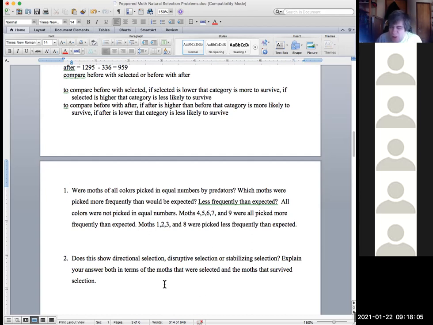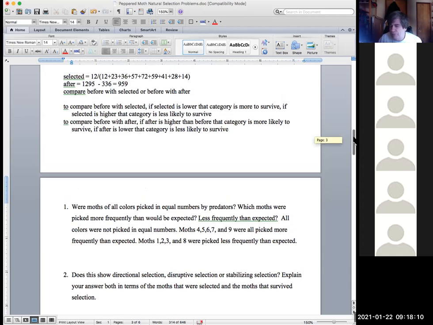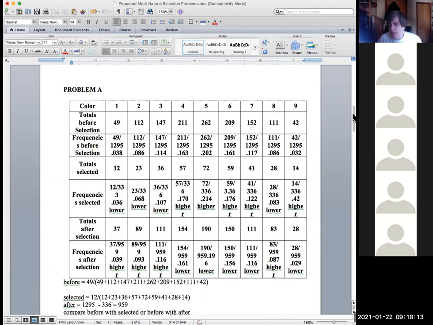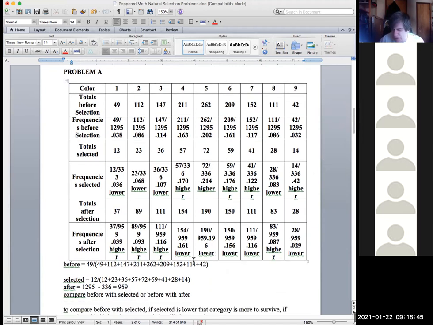Now the next question is, does this show directional selection, disruptive selection, or stabilizing selection? Well, remember when we looked at the 3 types, in directional selection, moths at one end have a higher chance to survive. Moths towards the other end have a lower chance to survive. If it's disruptive selection, moths in the middle have the lowest chance to survive, and moths at both ends have a higher chance to survive. And if it's stabilizing selection, moths at both ends, the high end and the low end, have a lower chance to survive, and moths in the middle have the highest chance to survive.